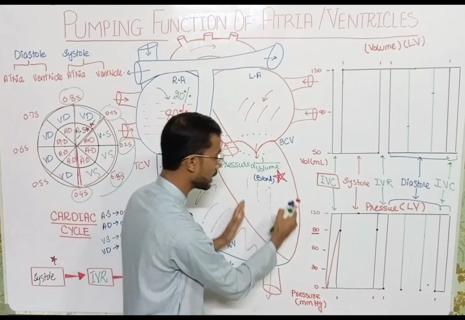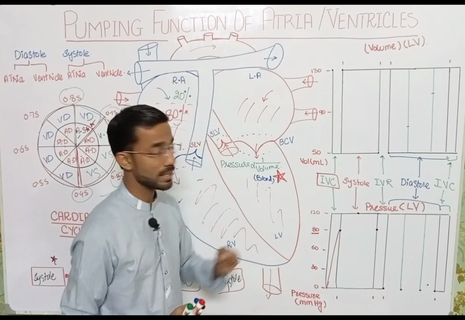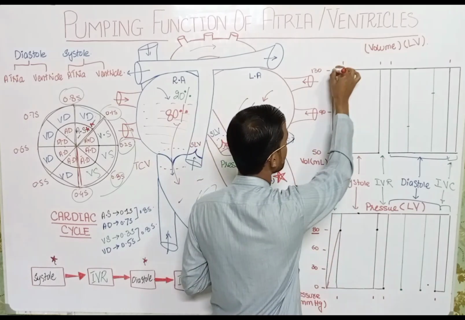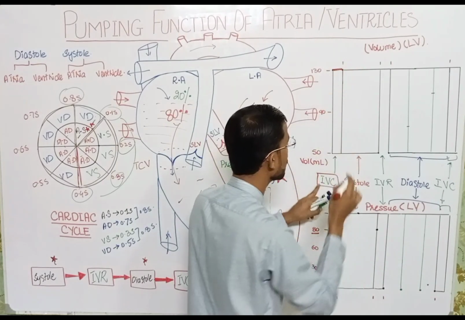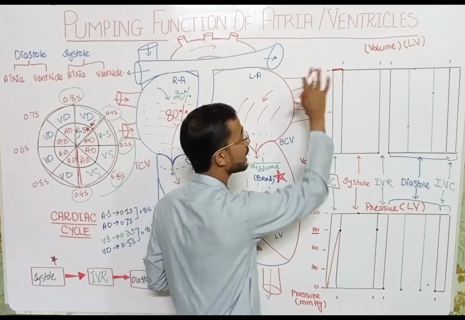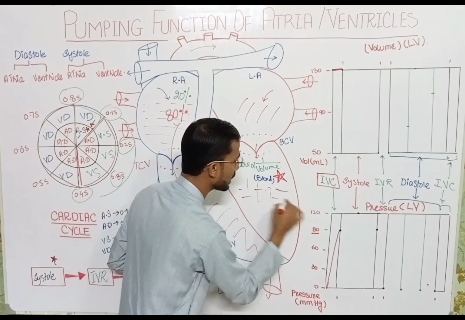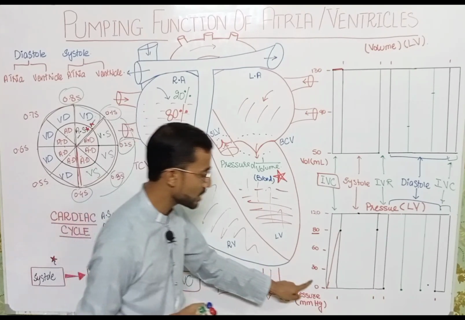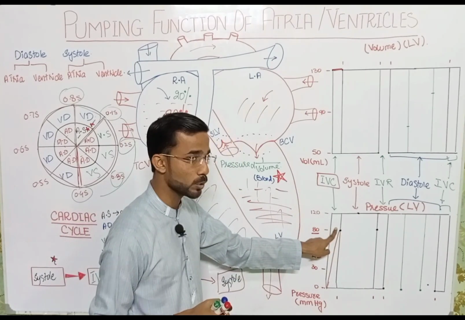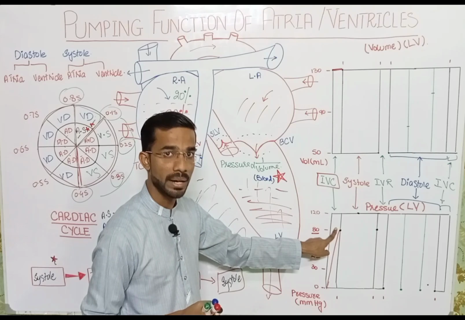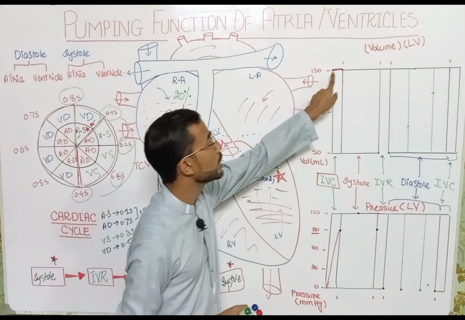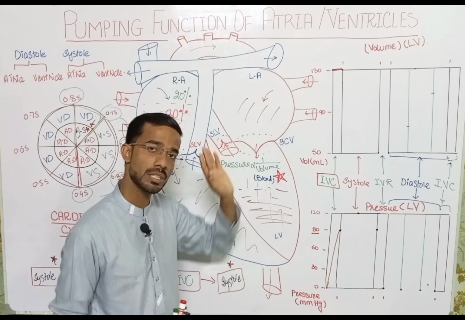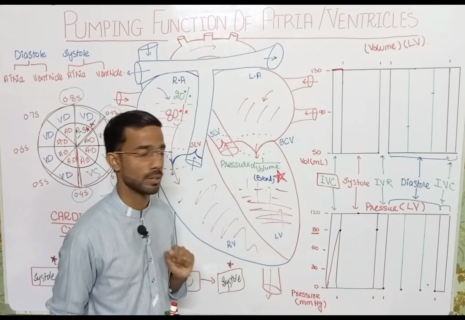Say it increases up to 80 millimeters of mercury in the left ventricle, but this is the isovolumic case. In that situation, the volume will be 130 milliliters. Maximum blood is present in the left ventricle. The pressure increases up to 80 millimeters of mercury, but the volume does not change, which is 130. This is the maximum volume that can be present in the left ventricle.